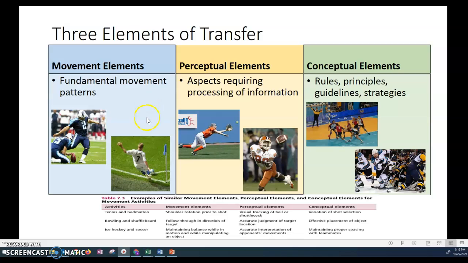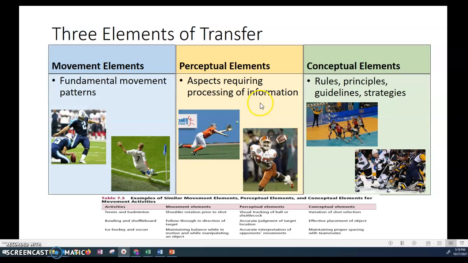So take for example this soccer kicker and this football kicker. The movements of doing those two things are really very similar. And in fact, if you go to college football or the NFL, you'll notice that a lot of the college and NFL kickers are former soccer players. That's because the movement elements of that transfer over really well.